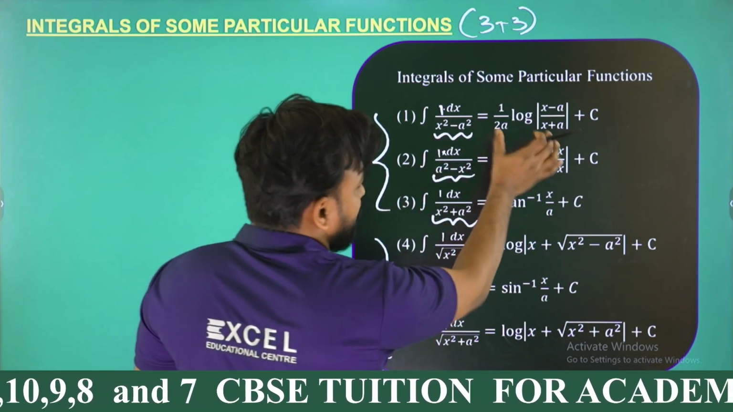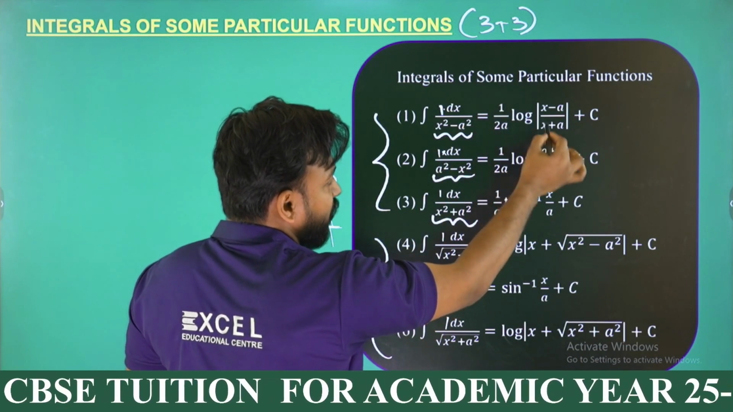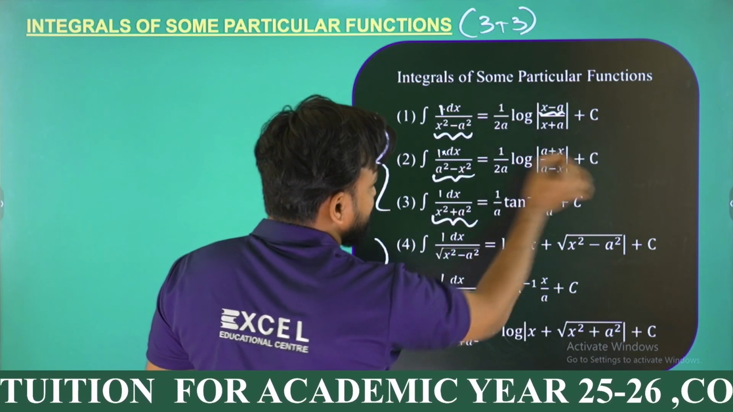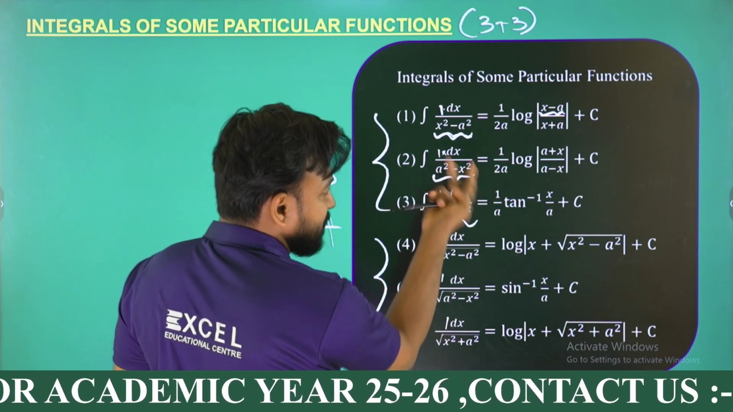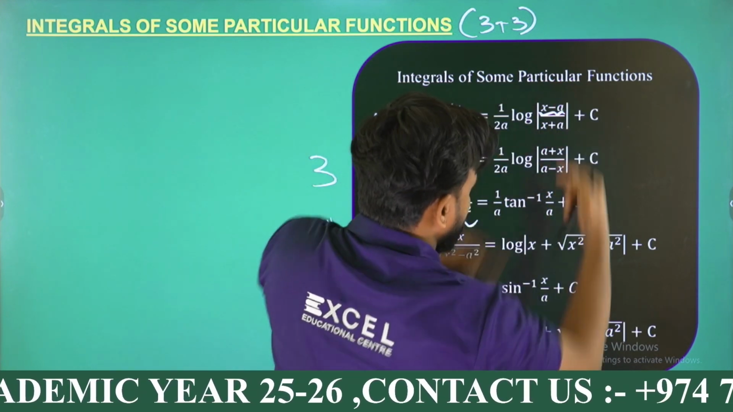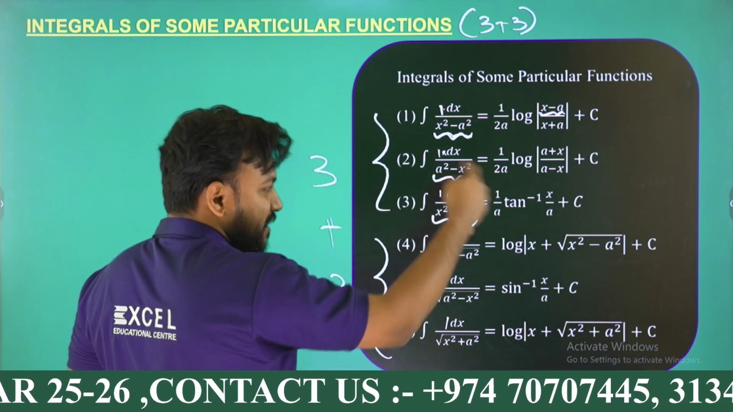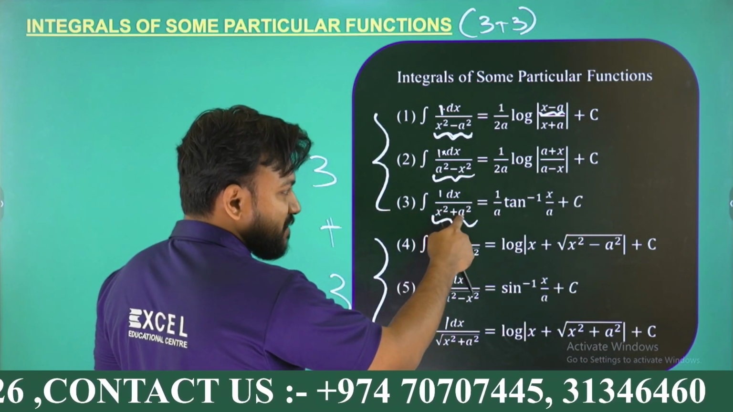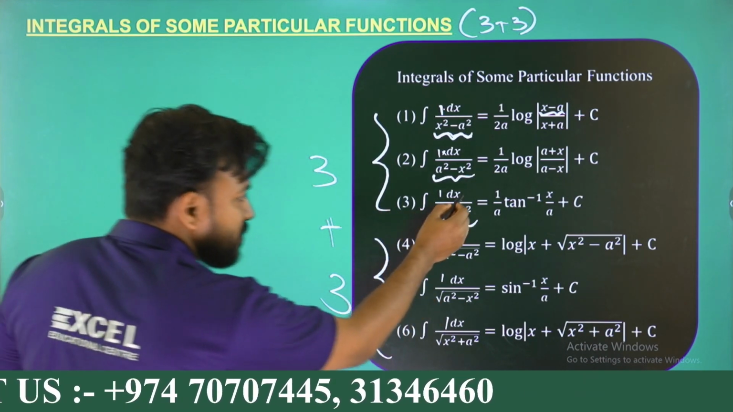Listen, you can see the integral of 1 by x square minus a square is 1 by 2a log of x minus a by x plus a. You can see x minus a here. So for a square minus x square, it's swapped, so this is also swapped like that, a plus x by a minus x. You can relate that. And the integral of 1 by x square plus a square is what? 1 by a tan inverse x by a.